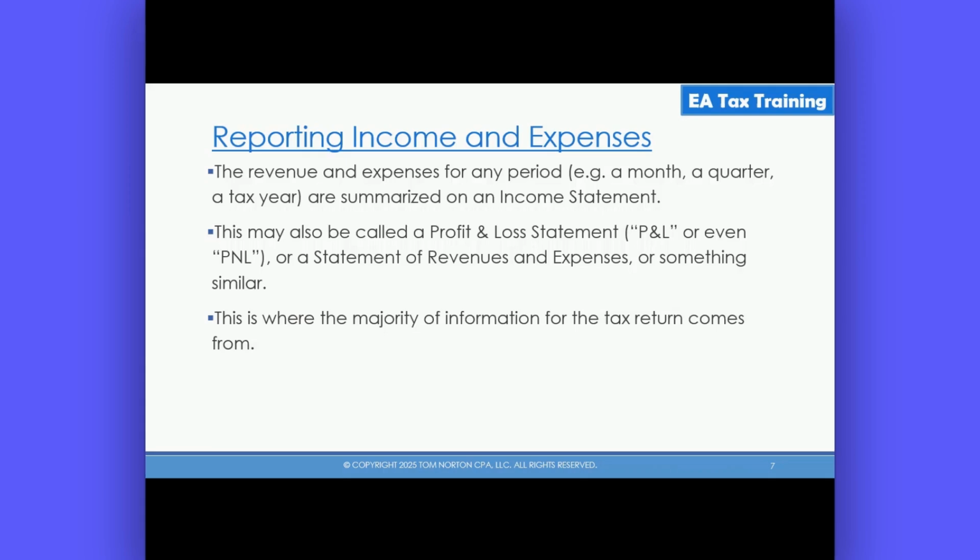If you are dealing with a not-for-profit entity or with a governmental entity, they don't technically have a profit or a loss. So this statement might be called something like the statement of revenue and expenses. But no matter what it's called, it is all the same thing. It shows your revenue, shows your expenses, and it shows the difference. And of course, this is where the majority of the information for the tax return is going to come from, because we are interested in what is your income, your taxable income after you subtract your deductions. So the income statement will be the main statement that we are concerned with.